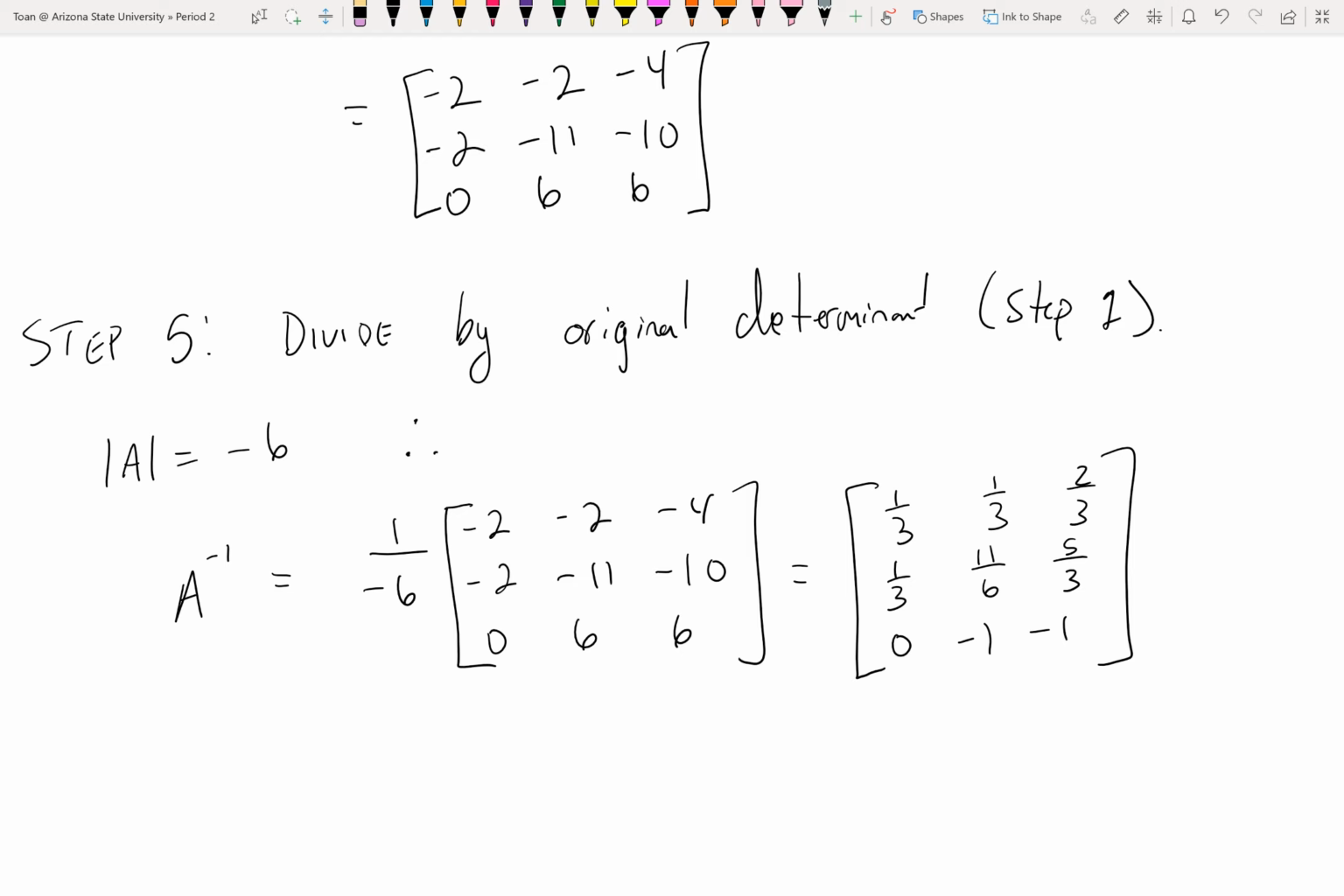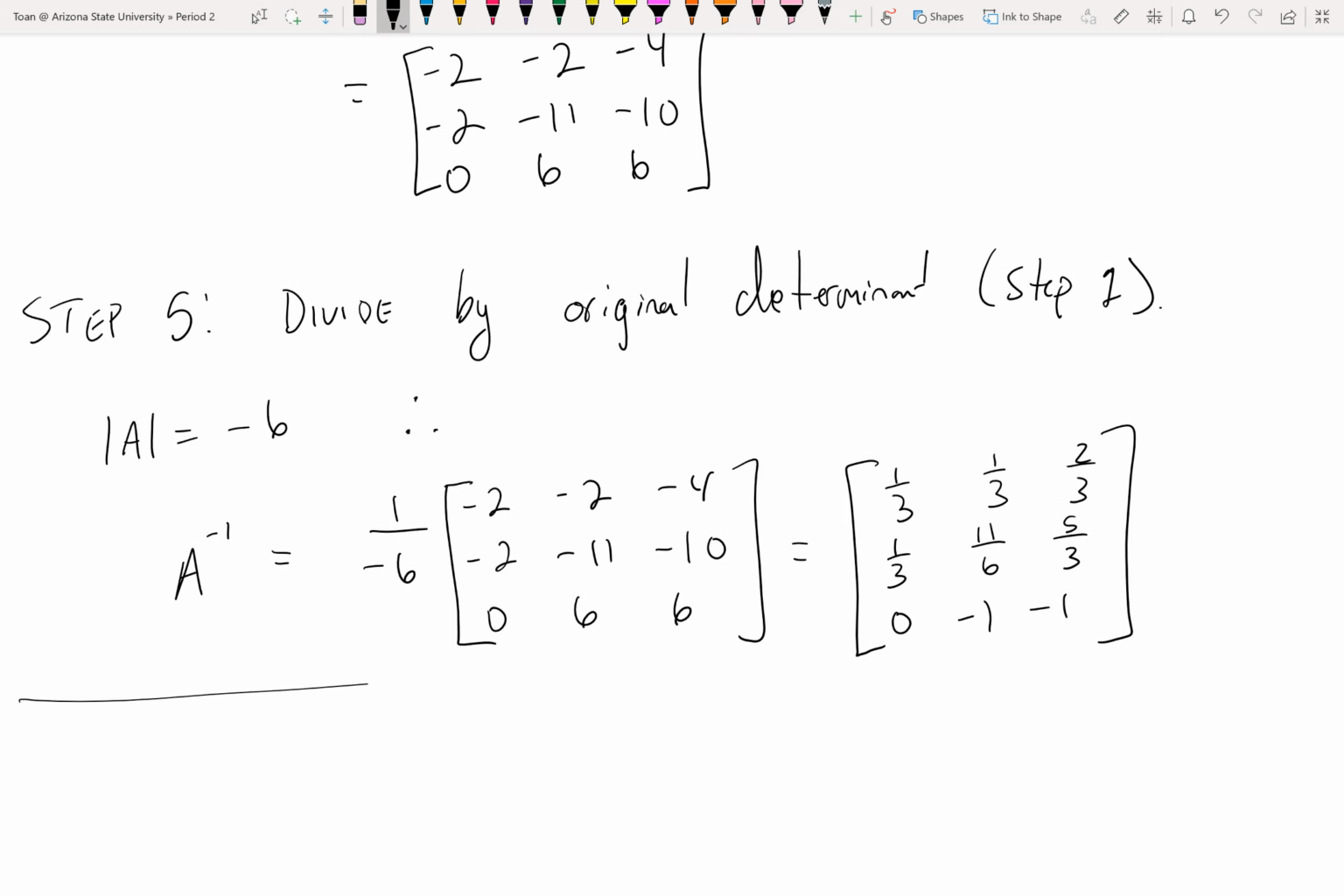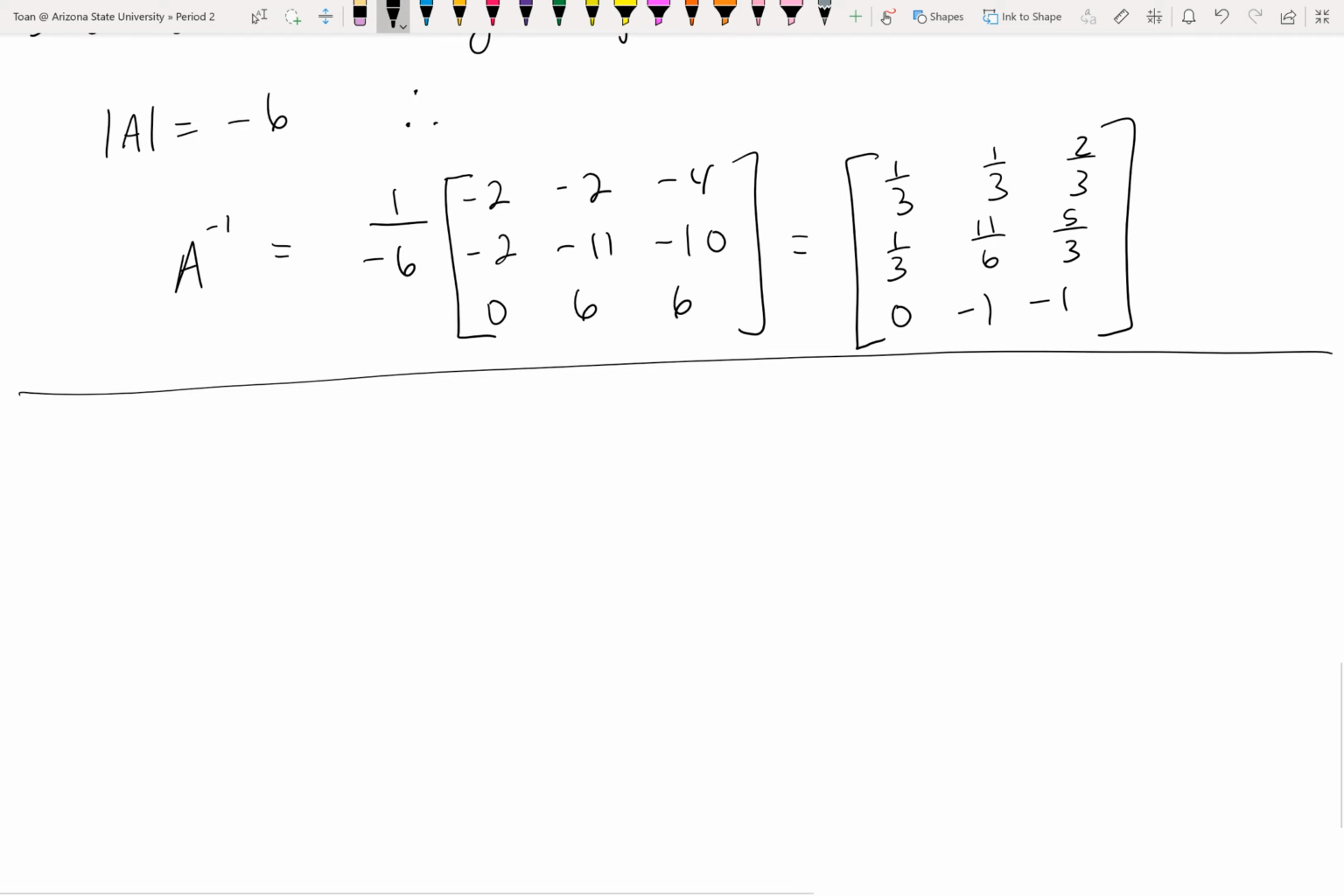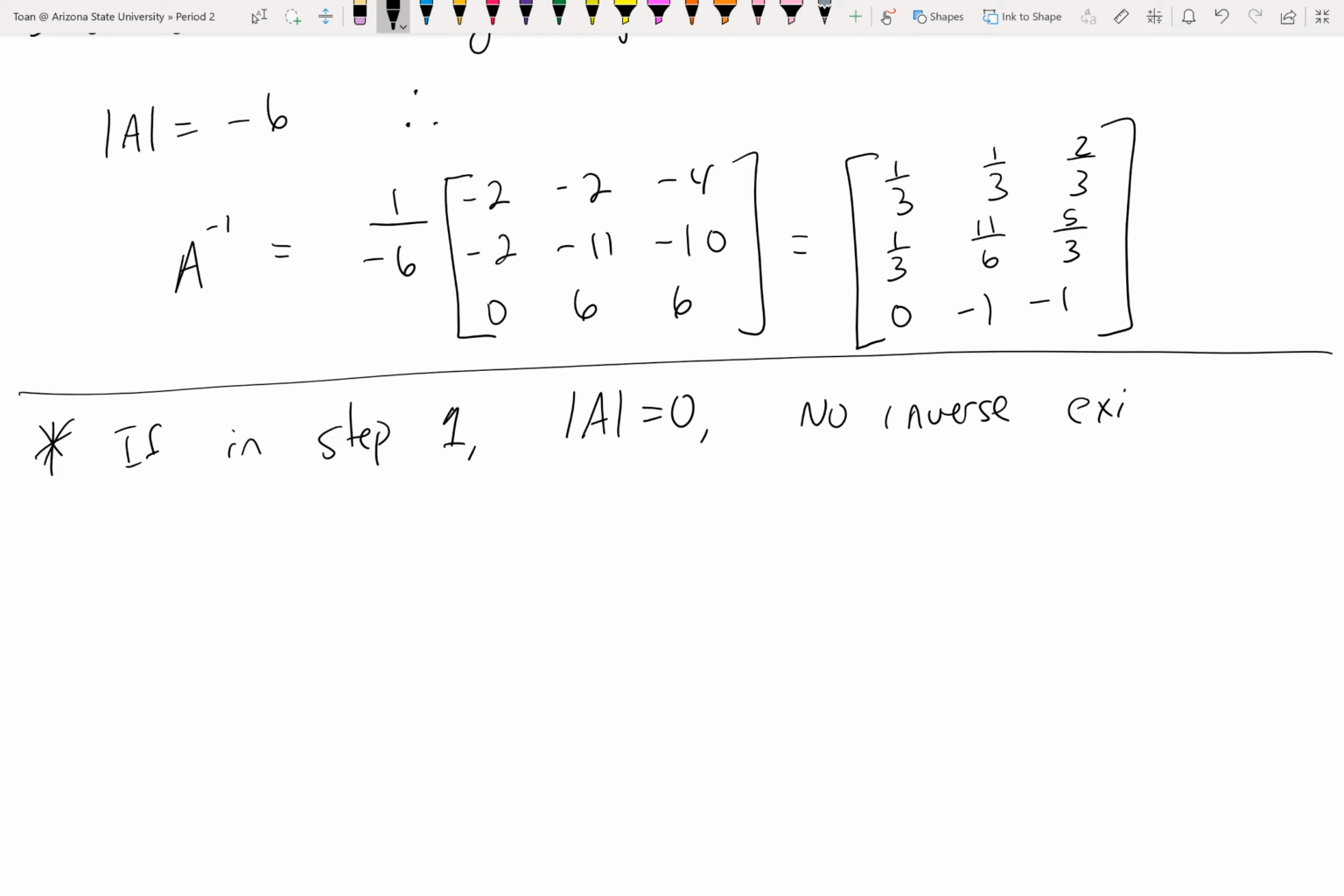So what if no inverse exists? So what would it look like if no inverse exists? Do you agree that step 5 is to divide by the determinant? Well, what's one number in the whole universe in mathematics we can never divide by? 0. So very good question, nice segue. If in step 1, the determinant of A equals 0, no inverse exists. So if you ever get determinant equals 0, you can stop. You're done. Boom. The answer is does not exist.